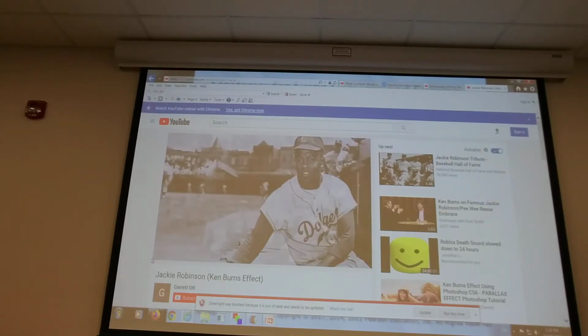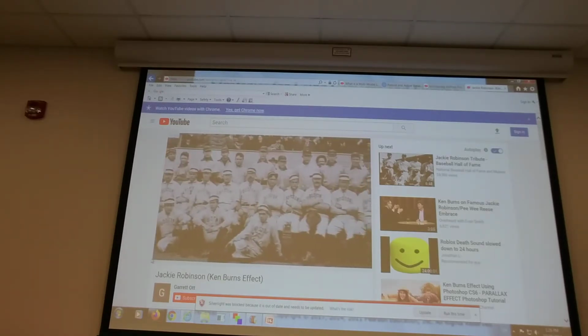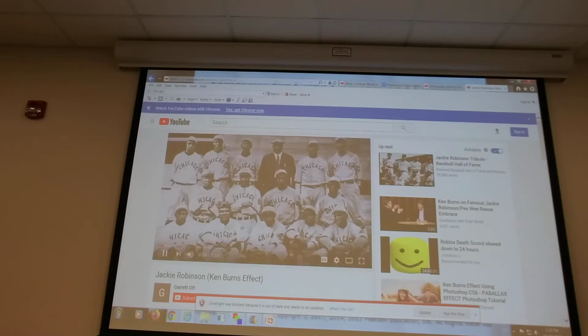Jackie Robinson entered baseball during the 1940s, when baseball had already been racially segregated for many years.